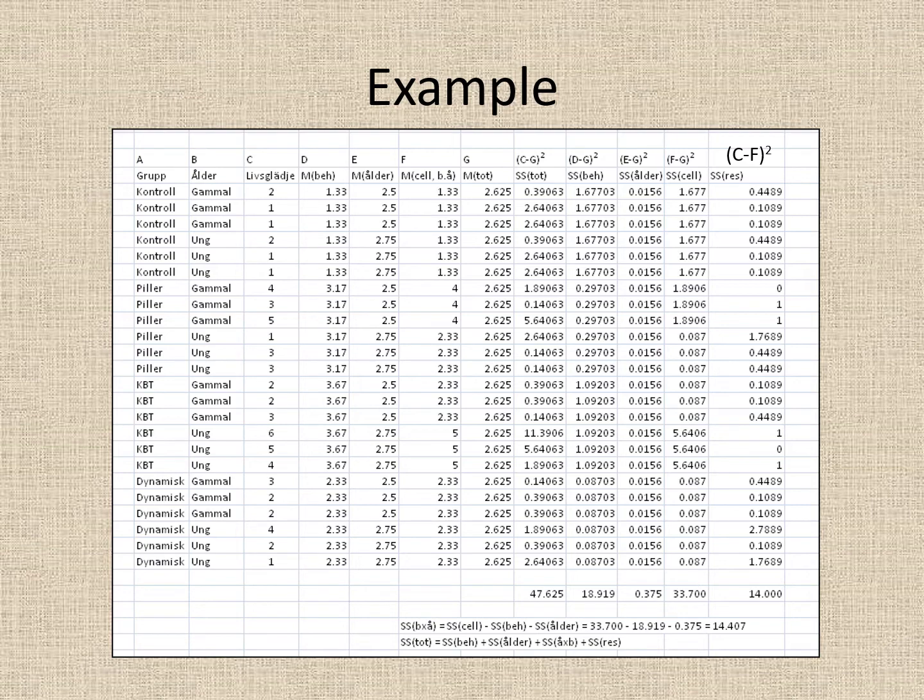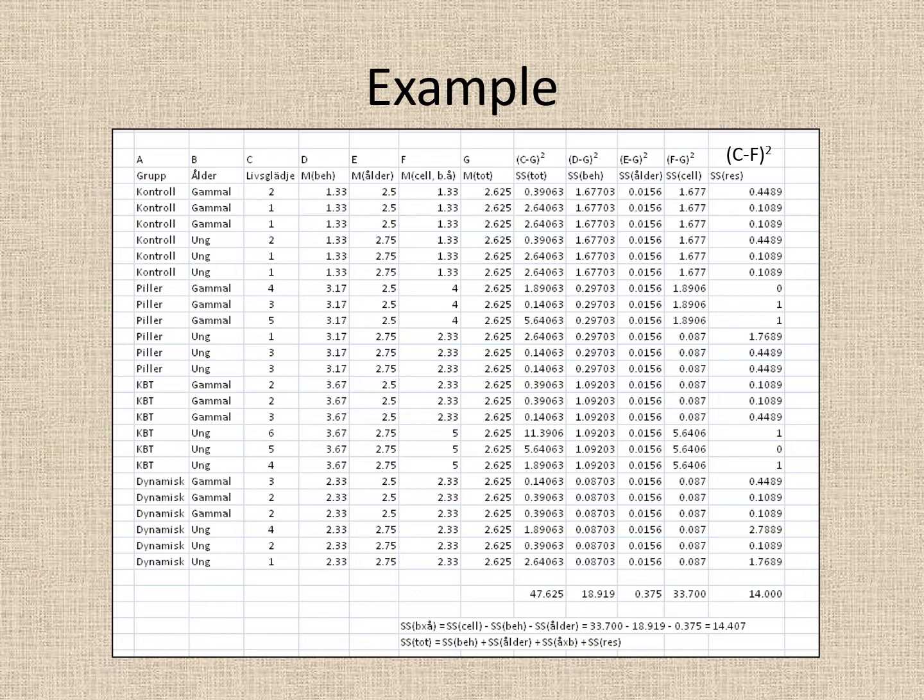Next column, the difference between the D and G columns squared. In the D column we have the treatment mean, and in the G column the total mean. So what we get here is the sum of squares that can be attributed to treatment.